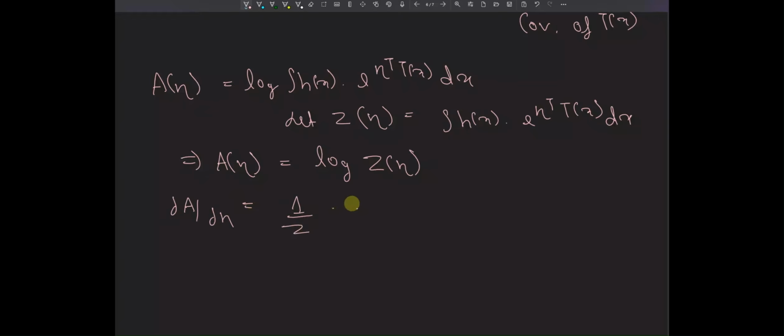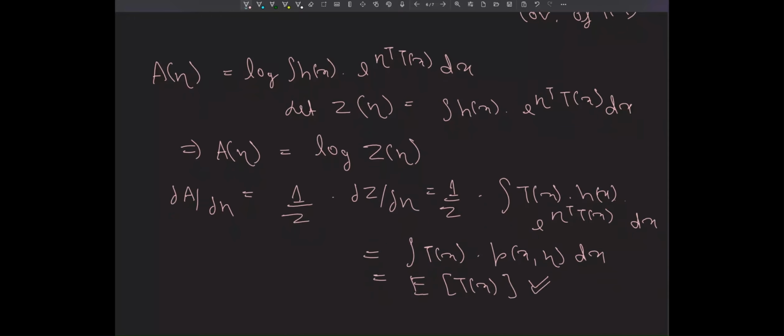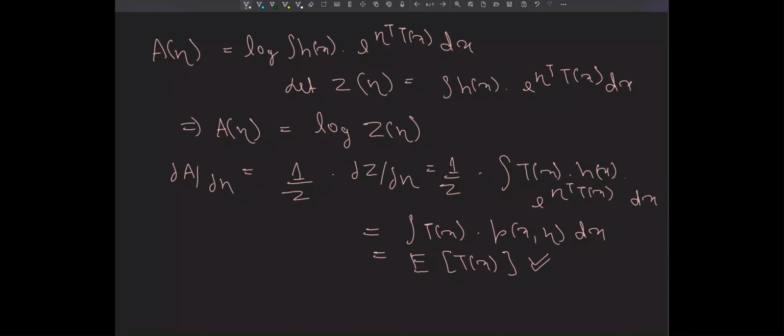Now, if we calculate the derivative of A with respect to η, we'll get 1 upon Z times the derivative of Z with respect to η, which is 1 upon Z times the integral of T(x) times h(x) times e raised to the power ηᵀT(x) dx, which is again equal to the integral of T(x) times p(x, η) dx, which is equal to the expectation of T(x). All we did was differentiate inside the integral, a standard calculus move, and then we noticed that what is left is exactly the definition of an expected value.